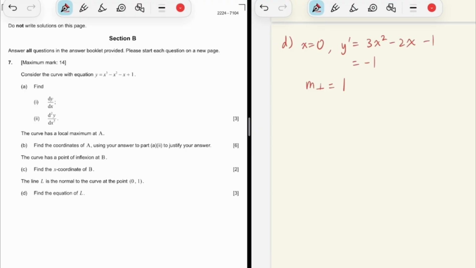And then sub into y equals mx plus b, you get y equals x plus b. And since we are given a point over here, we could easily sub in 1 equals 0 plus b, and so b equals 1. And thus, the equation of L is y equals x plus 1. And do pay attention that if you say L equals x plus 1, you will be marked wrong.